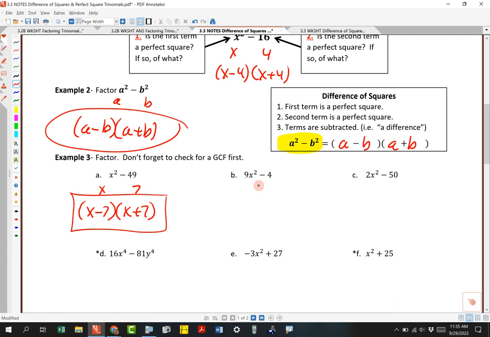So for this one right here, Mason, is that a perfect square? Yeah. Of what? 3 and an x. Okay. Crew, is that a perfect square? Yes. Of what? 2. Okay. So Angela, what's the first one I'm going to write down? 3x minus 2. And what's the second one? 3x plus 2. And it's that simple. We are done with that one.